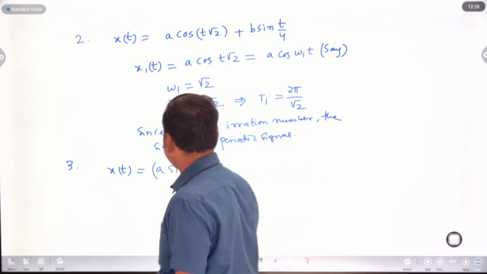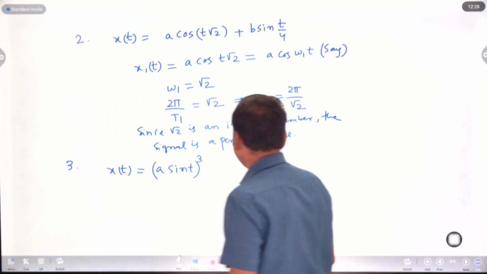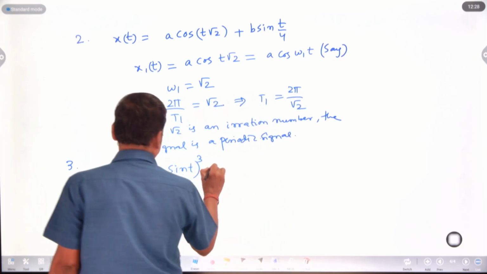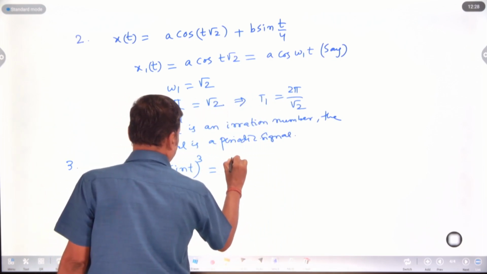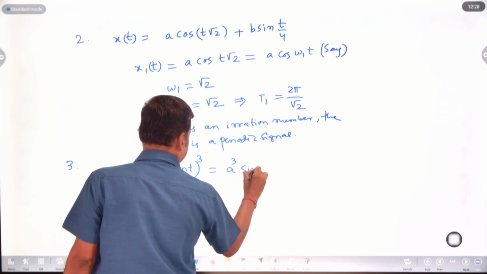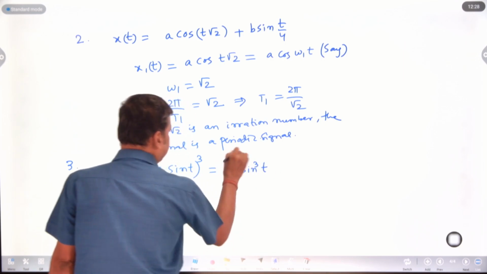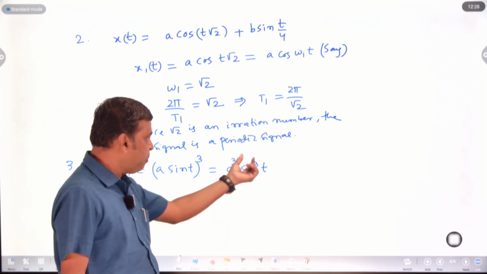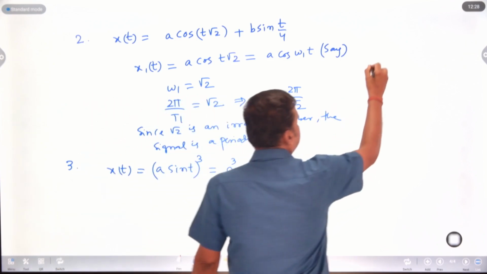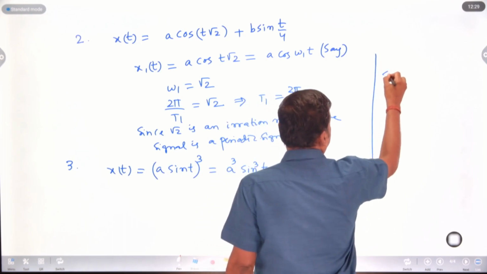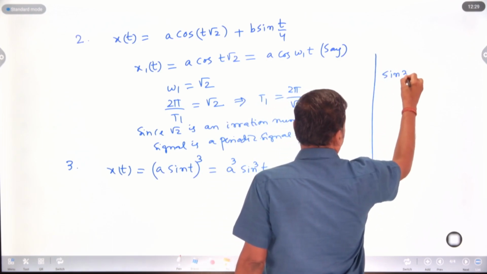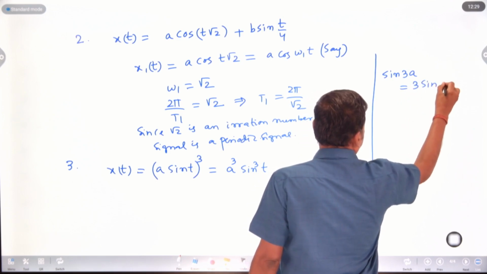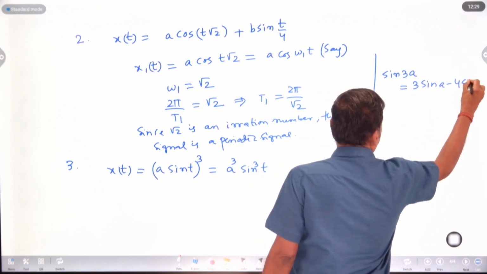So how will you calculate this one? As you know, this is nothing but a cube sin cube t. Here a cube is the amplitude and this is sin cube t. So you have to split sin cube t. As you know, the formula for sin 3a is 3 sin a minus 4 sin cube a.